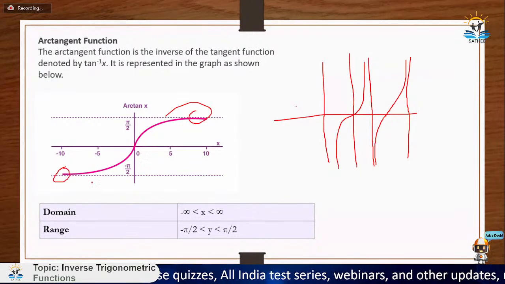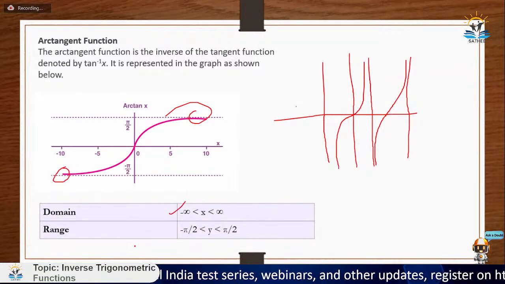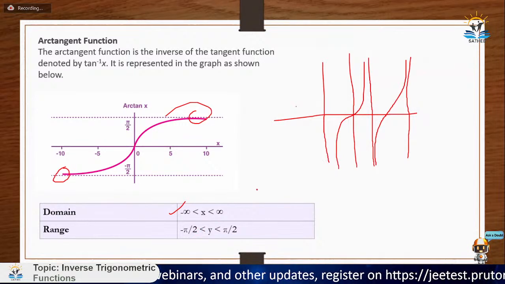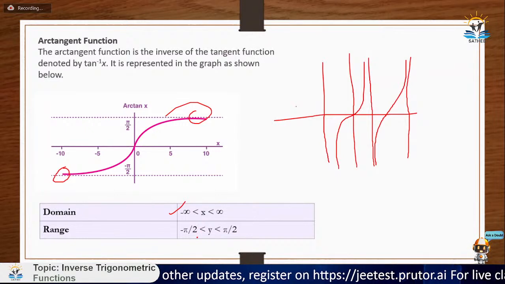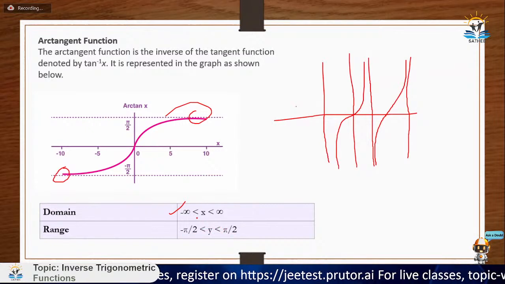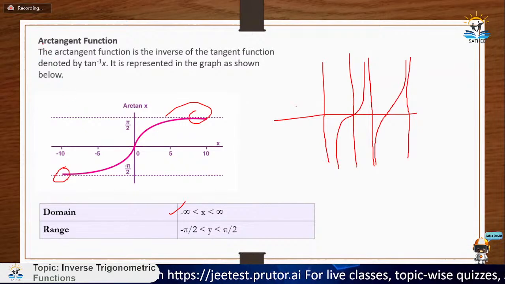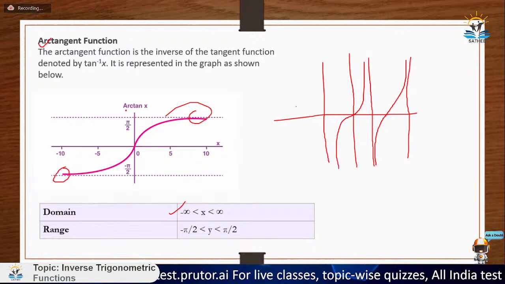So the domain is from minus infinity to infinity, and the range is from minus pi by 2 to pi by 2. Here, remember one thing, this is not included because including it would mean that we are reaching infinity, but we can't reach infinity. So basically, the range is from minus pi by 2 to pi by 2, not included. Similarly, the domain is from minus infinity to infinity. Okay, so that was our tangent function. I hope you got that. Let's move ahead.